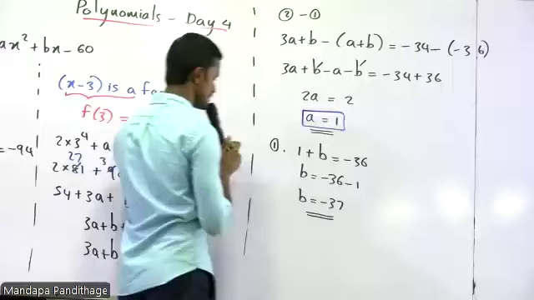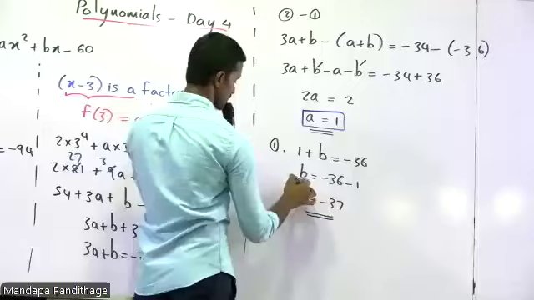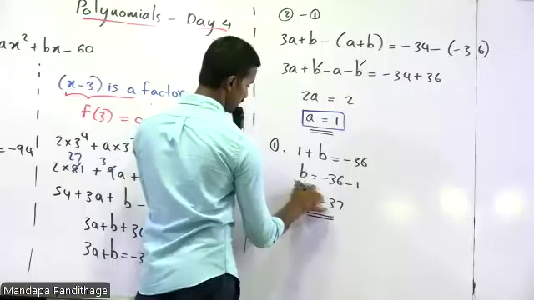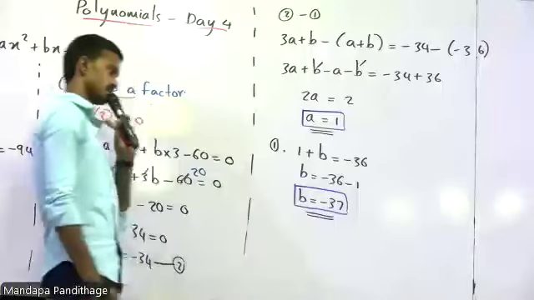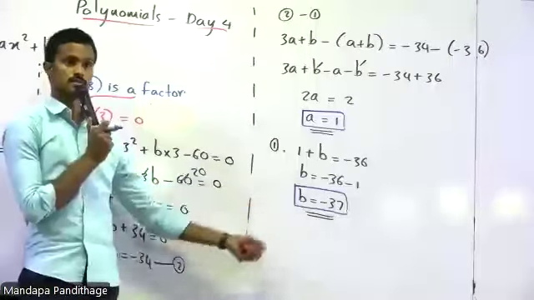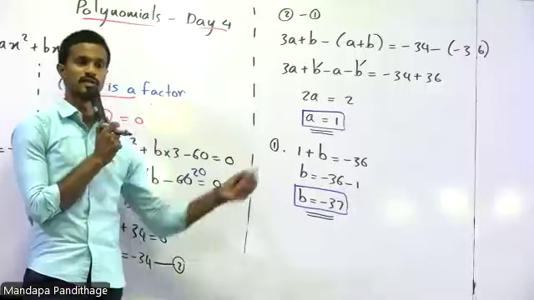So I asked you to do this up to question number 16 as homework. And I did question number 14, and I have got that a is equal to 1 and b is equal to minus 37. Okay, hands up who got these two answers? Hands up who did this homework.